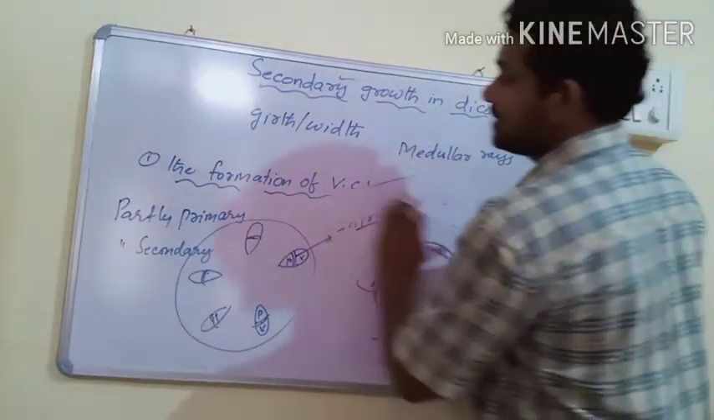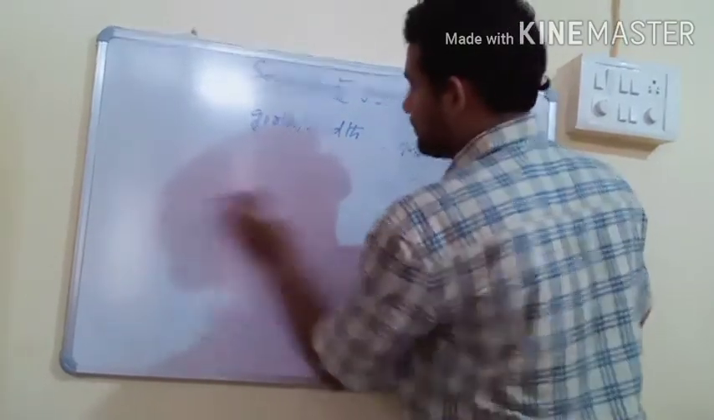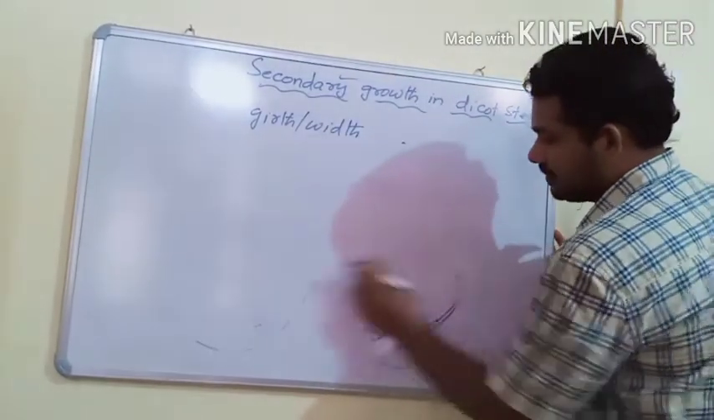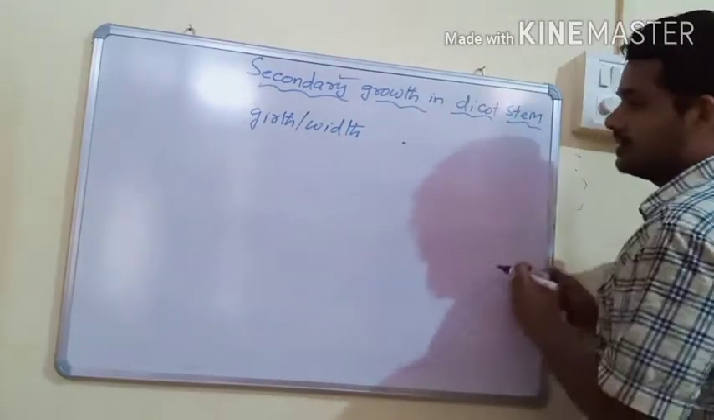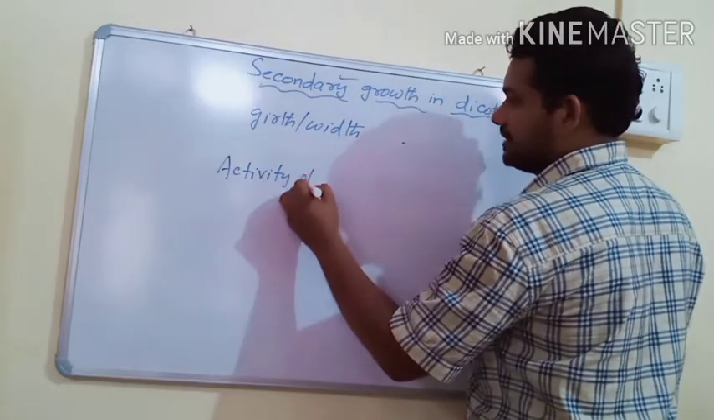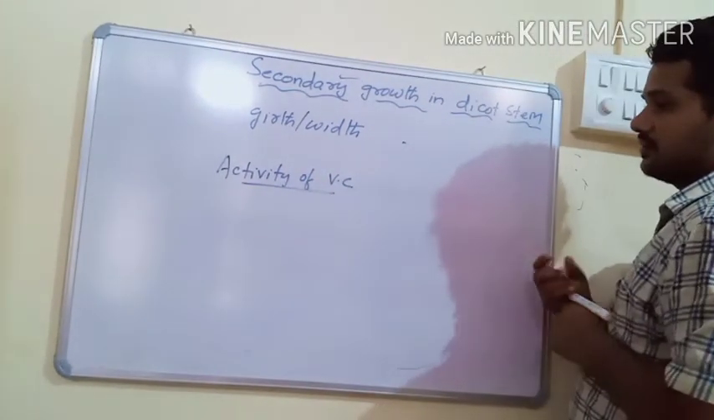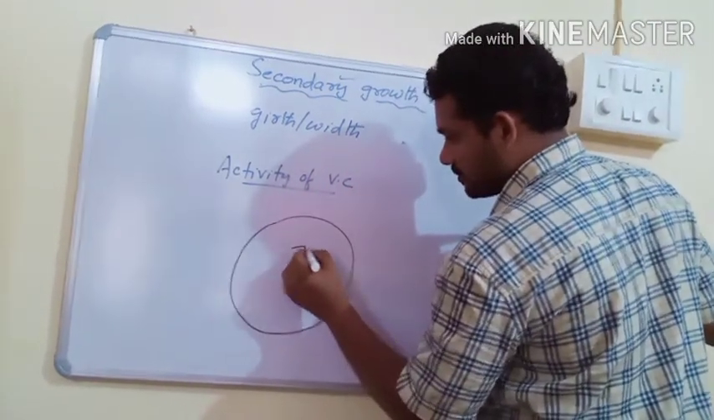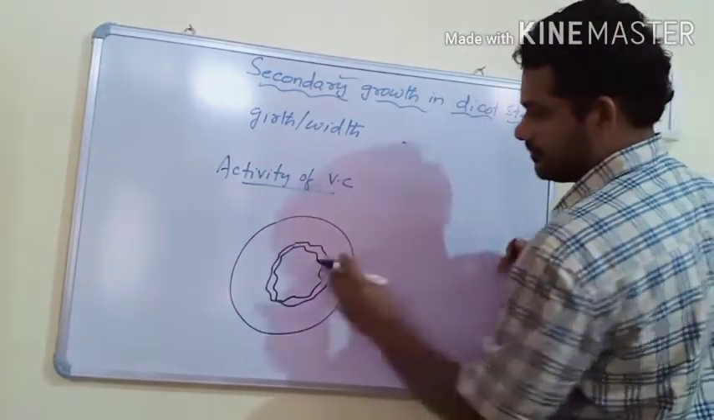Then the second step is the activity of vascular cambium. After formation of vascular cambium, what is its activity in dicot stem or dicot root? The second step is activity of vascular cambium. There are two diagrams. This is a ring of vascular cambium.